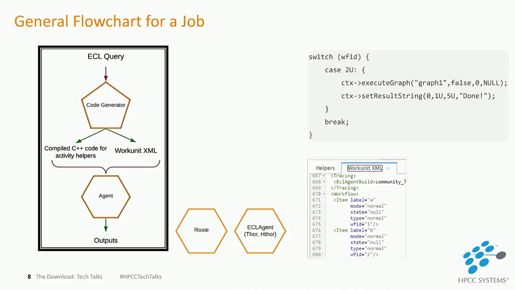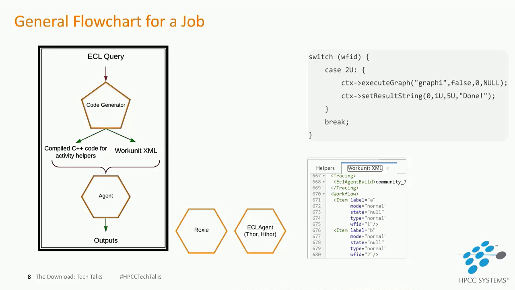When ECL programmers submit a query, the work unit goes through two stages, as is shown by the flowchart on the left. Firstly, the query gets compiled by the code generator, and then the agent uses the helper files that the code generator produces to perform the work of the query.